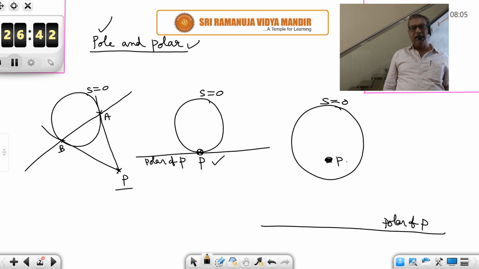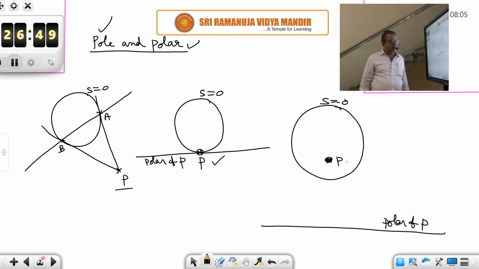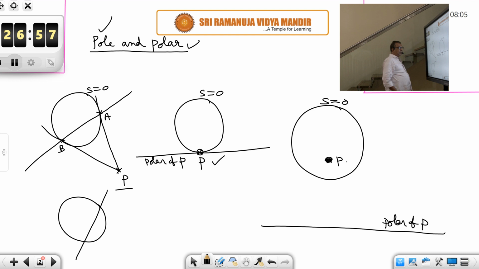Similarly, every line has a pole with respect to the circle, and there are 3 different types of lines. Suppose a circle is there. There are different types of lines: lines intersecting the circle in 2 points, lines just touching the circle at 1 point, and lines completely away from the circle. 3 types of lines are there.